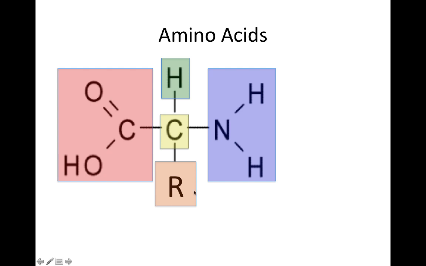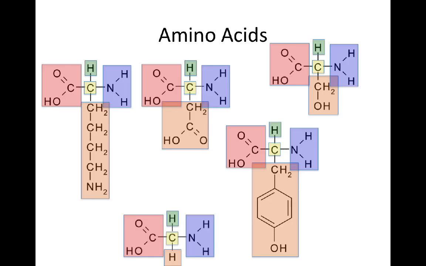Now where the amino acids differ is in this R group here, which can have a variety of different groups that give the different amino acids their different properties, which ultimately are going to give proteins their different properties as well. So if we look at some of these, notice down here we have glycine, one of the most basic ones. It just has another hydrogen coming off from this.